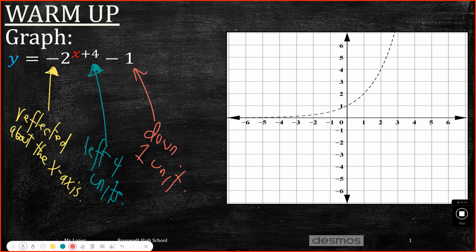So therefore, this thing is going to be, let me use the same color, going to go like this. Something like that. That's the first transformation. Then we're going to do a left 4 units. So I'm going to focus on this point, and move it to the left 1, 2, 3, 4 units. And so it looks something like this.